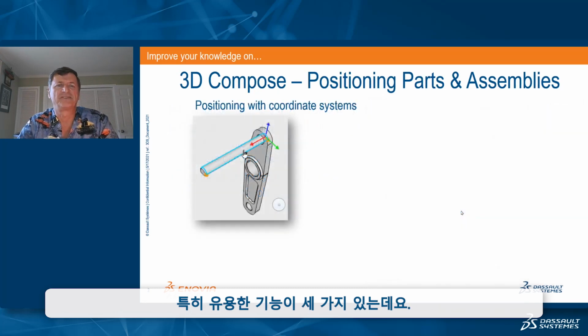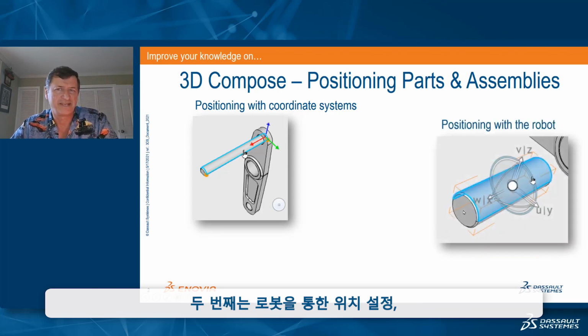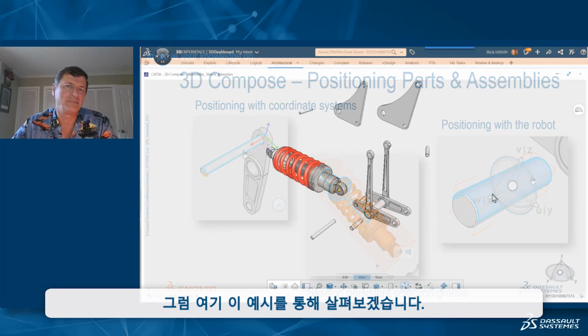Specifically, there are really three useful points I want to touch on. First is the ability to position with coordinate systems. Secondly, positioning with the robot. And lastly, using selection groups, persistent groups you can establish while you're working. So let's dive right into an example here.